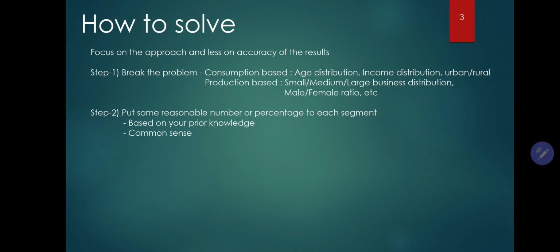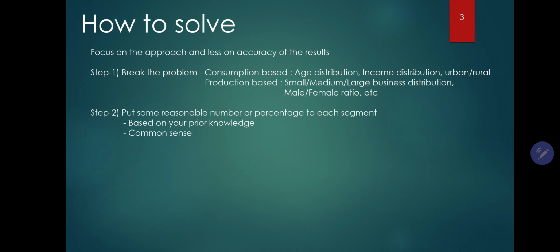Then the second step is your calculation part. You have to put a reasonable number or percentage to each segment. So let's say you know that income distribution is going to help you solve the problem, but you do not know what the exact income distribution is. So put some reasonable number there.